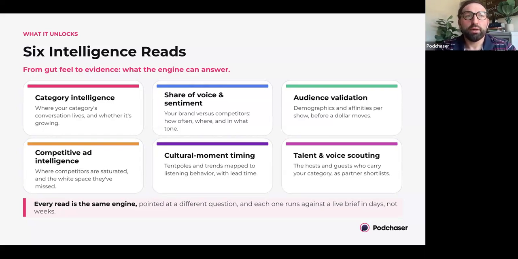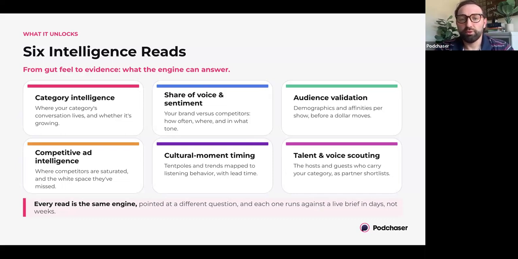We were working with a PR agency that works with a lot of the leading frontier AI models, right? And the AI models wanted to understand how much their AI tool is actually being discussed on podcasts. Well, let's run a category intelligence read and see where Google Gemini, Anthropic, OpenAI, Perplexity, and so on are actually appearing in podcasts. And then we can take it a step further and look at share of voice and sentiment, which is going to be our second Podchaser intelligence read.